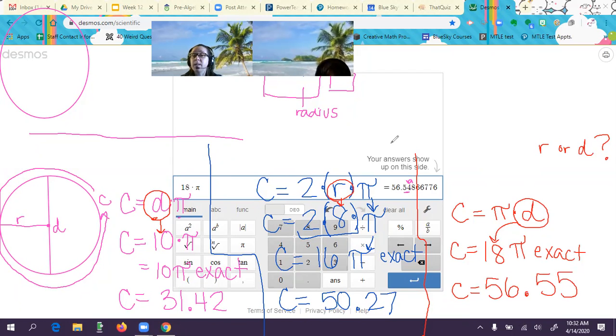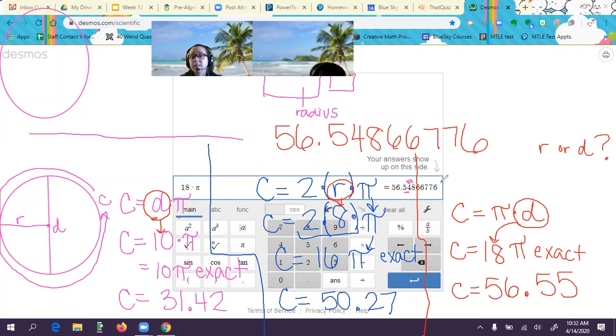That's really good to clarify, and I'm glad that you're asking that. So let's say we have our decimal here, 56.548667776. So we want, they'll say round, what number? I love that you're asking right now. That's awesome. Keep it up. That's the best way to learn it, is to ask questions. So what number?